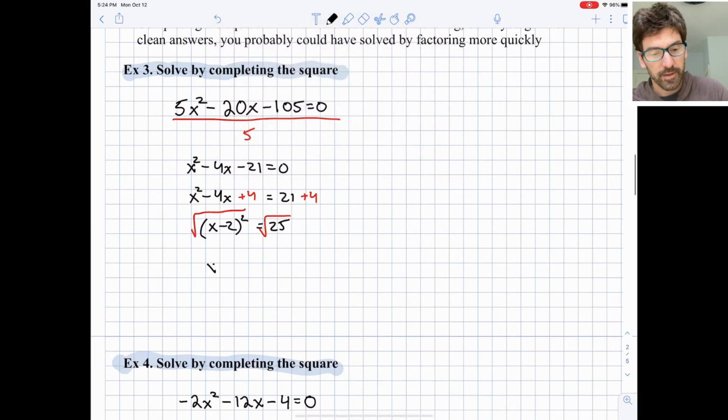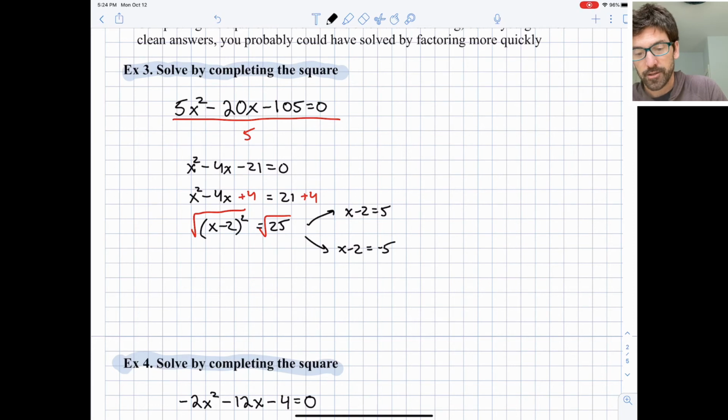And we end up with x minus 2 equals, well, let me write my two pathways that I was talking about earlier. So this gives us two pathways: x minus 2 is 5, and x minus 2 is negative 5. And we can go ahead and solve from there. So x will be 7 or negative 3. So those would be my solutions.